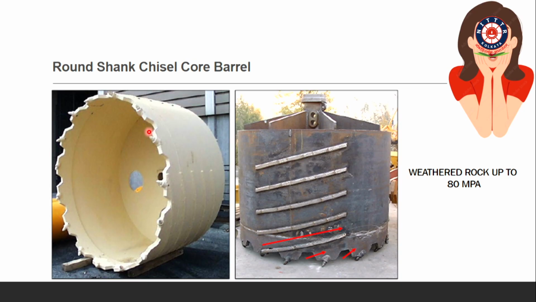And another type of auger is the round shank chisel core barrel. You can see this is the chisel. This is for a maximum of 80 MPa. This will be used for cutting weathered rock up to 80 MPa.